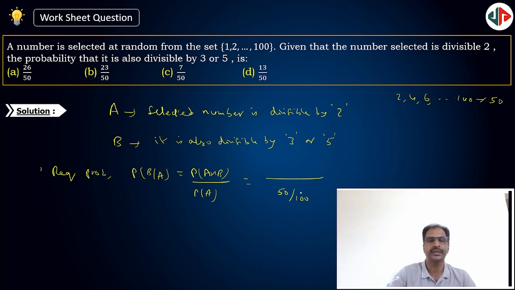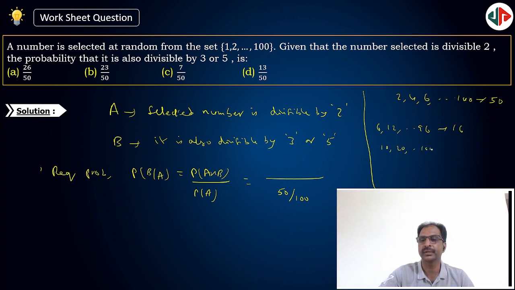Next, what is the meaning of A intersection B? It is divisible by 2 and it is also divisible by 3 or 5. It should be divisible by 2, and it should be divisible by 3 or 5. Divisible by 2 and 3 means divisible by 6. How many multiples of 6 are there? 6, 12 like that up to 96. 16 will be there here. And 2 and 5 means it should be divisible by 10. So 10, 20 like that you have 10 here.